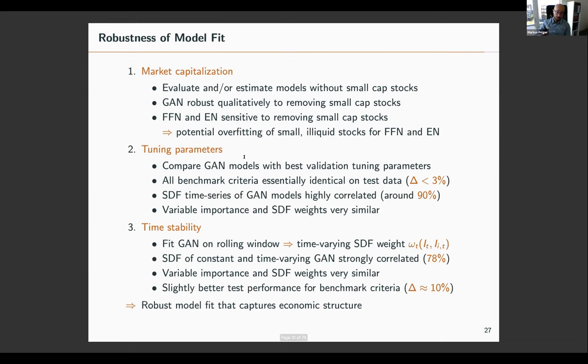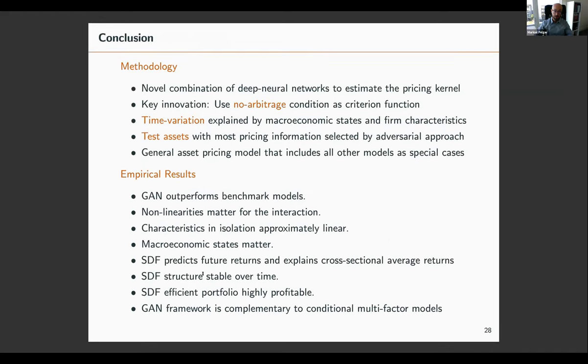I just want to highlight, we have tons of robustness tests. So we have results that show that our results are not driven by small cap stocks. So our results are qualitatively robust to market capitalization. We discuss a lot the choice of tuning parameters, and our results are robust to the choice of the tuning parameters. So it doesn't matter if we take the best, second, third, or fourth best model from the validation data. They're essentially all identical. And we also look at time stability. So we do a rolling window fit. We play around with the time periods. The results are essentially the same. So we believe what we fit is a robust economic structure. I think I'm running out of time, so let me wrap up here.